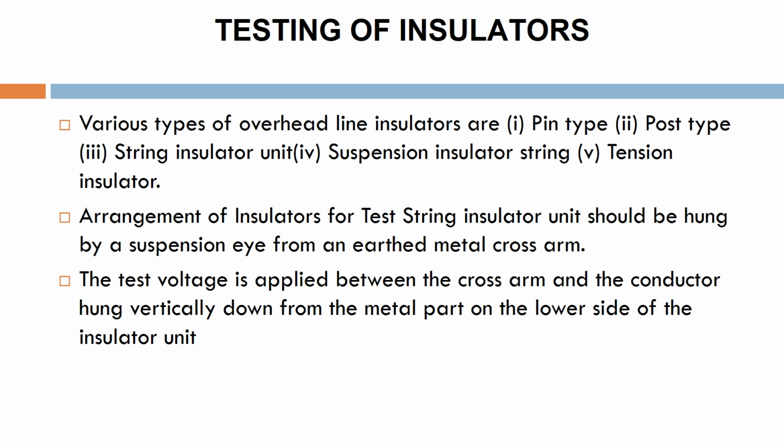Testing of insulators. Various types of overhead line insulators are pin type, post type, string type, suspension type and tension type insulator. The arrangement of the test string insulator unit should be by suspension from an earthed metal cross arm. The test voltage is applied between the cross arm and the conductor hanging vertically down from the metal part of the lower side of the insulator unit.